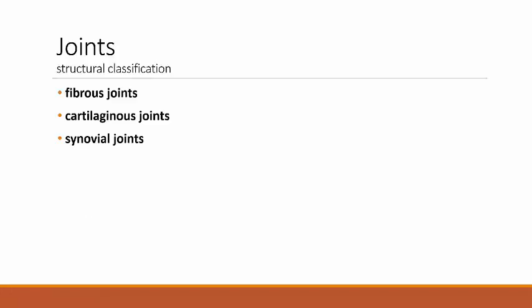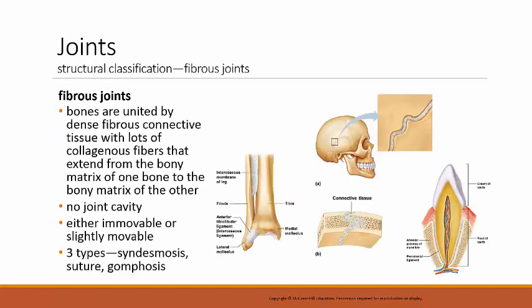So joints can also be classified by their structure into one of three groups: as fibrous joints, cartilaginous joints, or synovial joints. Fibrous joints unite the bones with a dense fibrous connective tissue. It has lots and lots of collagenous fibers, and those fibers extend from the bony matrix of one bone to the bony matrix of the other. There's no joint cavity around a fibrous joint, and because of this construction, they are either immovable or maybe slightly movable.